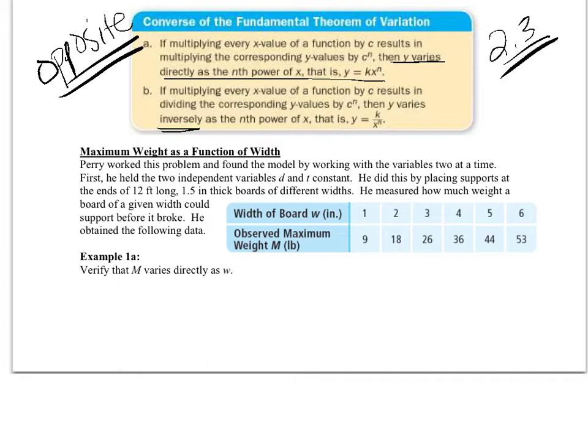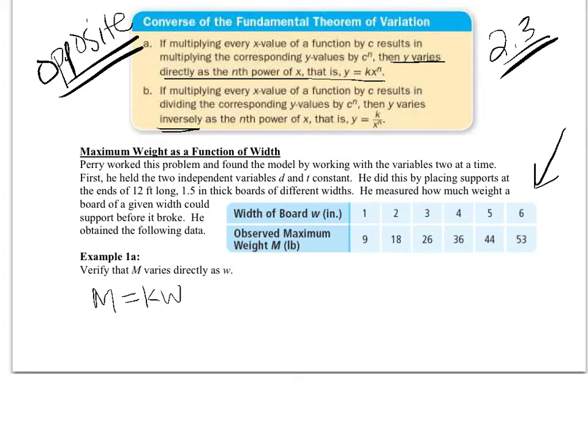He did this by placing supports at the ends of 12-foot long, 1.5-inch thick boards of different widths. So now he's going to change the width only. He measured how much weight a board of a given width could support before it broke. He obtained the following data, and you can see the data in this table right here. So example 1a, verify that m, which is the maximum weight that board can hold, varies directly as w. So you want to verify that m equals k times w.